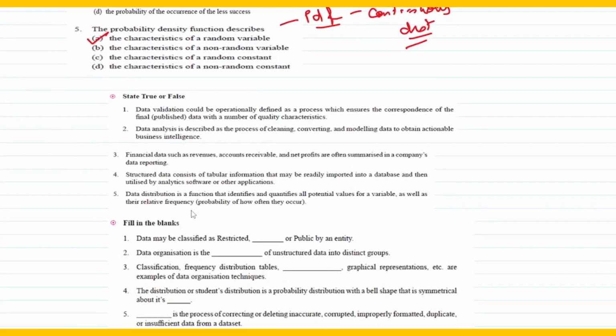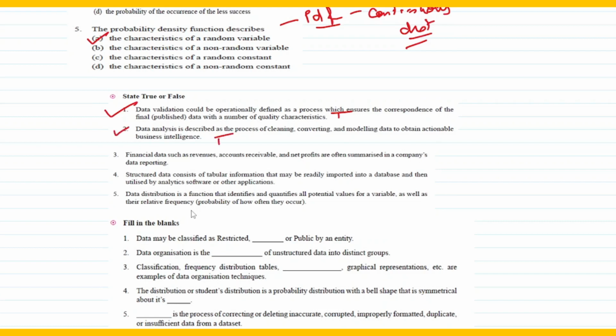Then we go to true or false. Okay, the first one is: data validation could be operationally defined as a process which ensures the correspondence of final data with a number of quality characteristics. The answer is true. Data analysis is described as the process of cleaning, converting, and modeling data to obtain actionable business intelligence. Again, this is true.